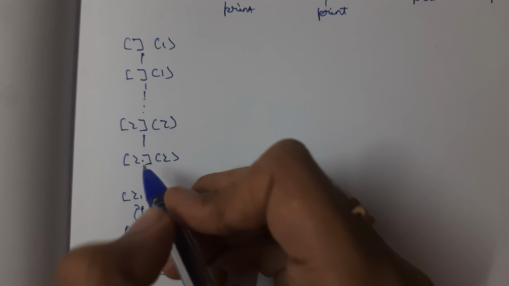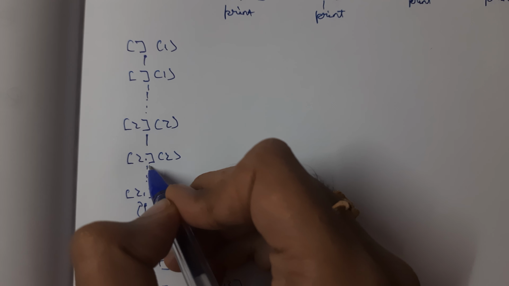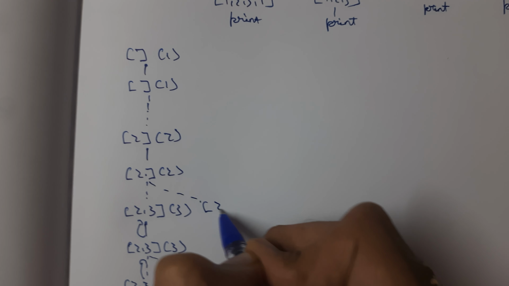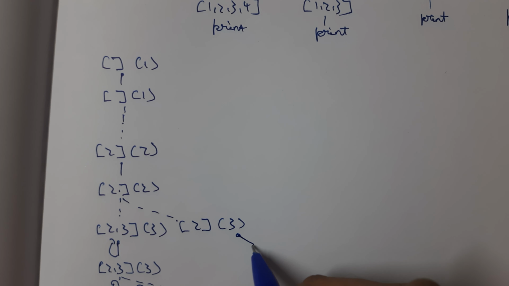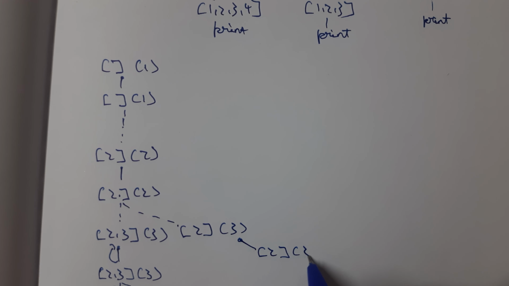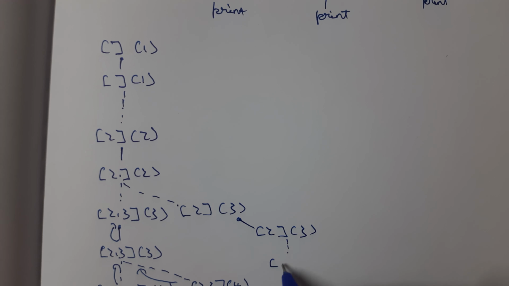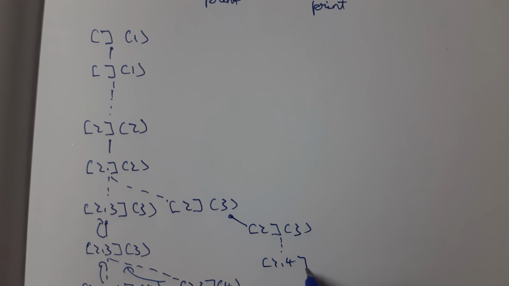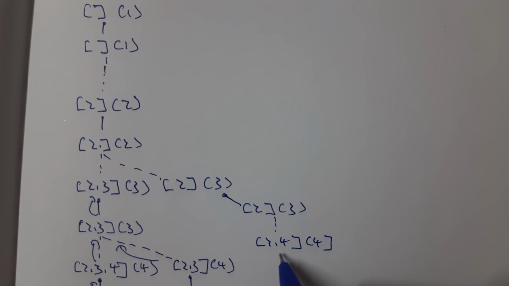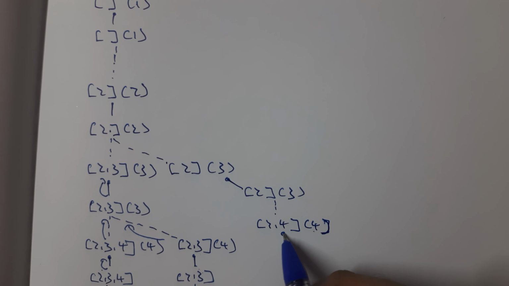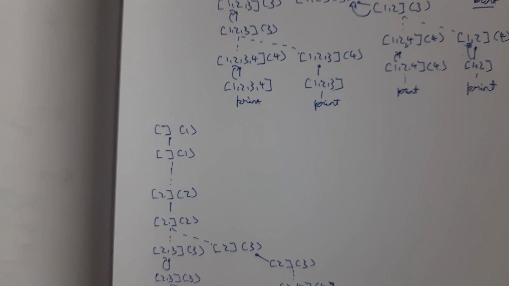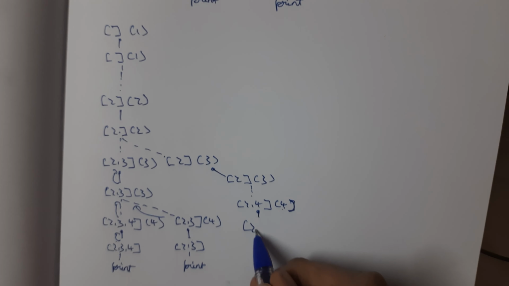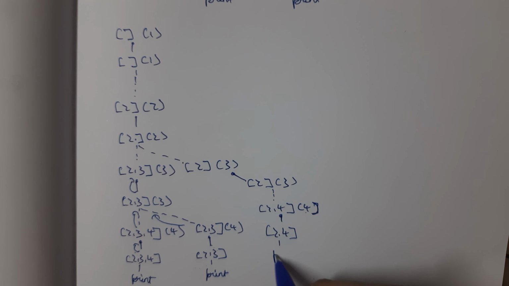Now 3 is popped and 2 is present in the array. So what is going to be passed is 2 followed by 3, and now 2 followed by 3 means we are going to add 4 to the array, giving 2, 4 followed by 4. Now this 4 is equal to the number of elements in the input array, so 2, 4 will also be printed.